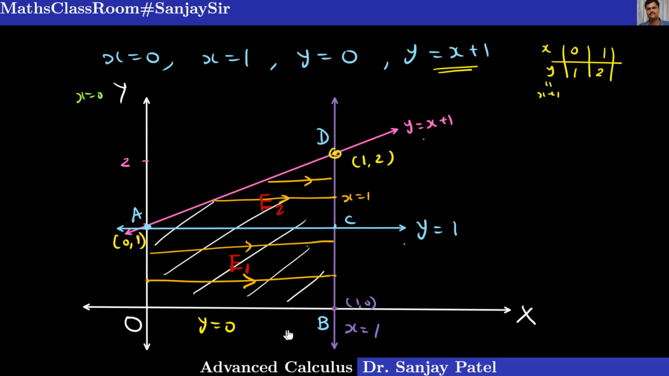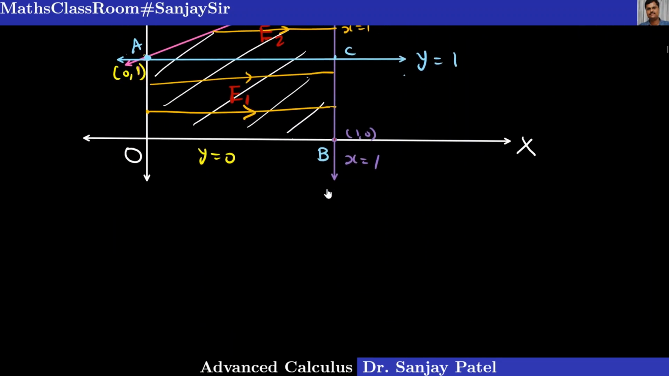So OACB is a rectangle, that is the region E1, and the triangle ACD is another region. So the double integral which is given, you can change the order in this manner.